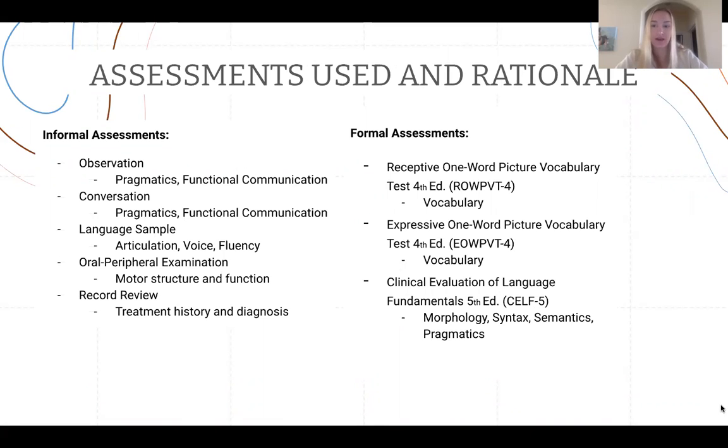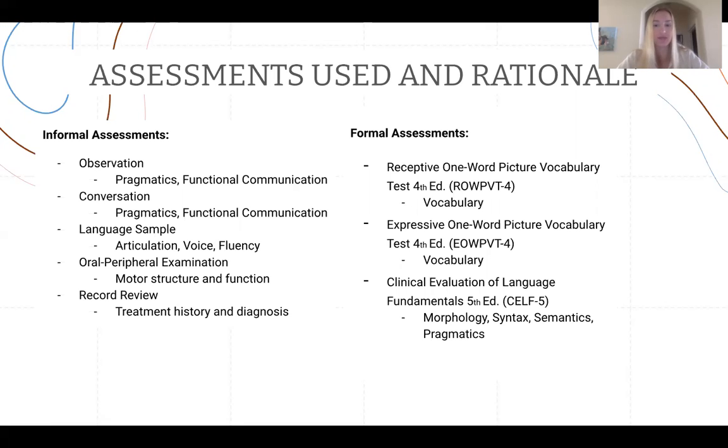So our client is being assessed to determine his educational setting. We use informal and formal assessments to assess all areas of his language. The informal assessments we used were observation to assess his pragmatics and functional communication, as well as conversation to assess his pragmatics and functional communication. We also took a language sample to assess articulation, voice, and fluency. We used an oroperipheral examination to assess his motor structures and their function. And we also reviewed his records to review his treatment history and any diagnoses that are relevant.